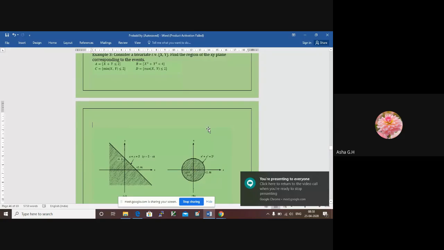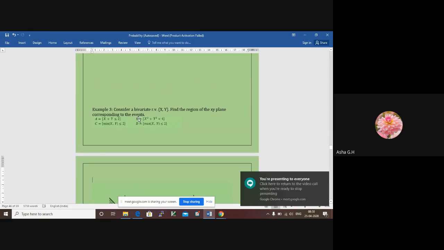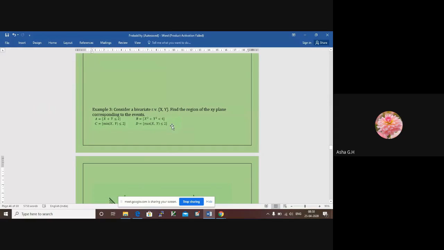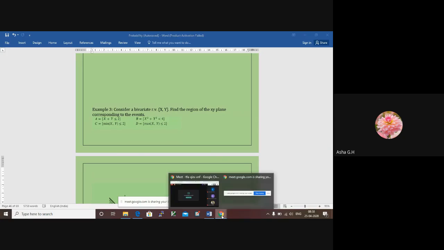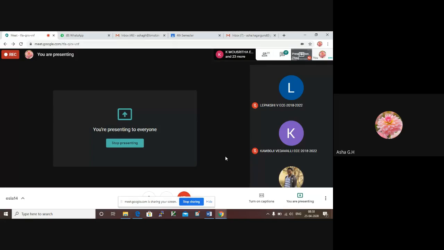In this class, we were just discussing the region. How do we draw the region of interest based on the given equation? We discussed x plus y less than or equal to 2, and also x square plus y square less than 4, which will result in a circle.